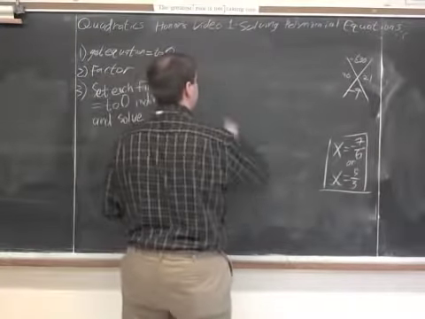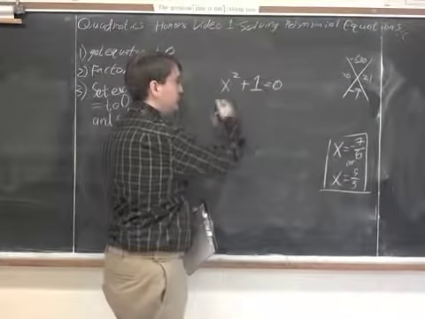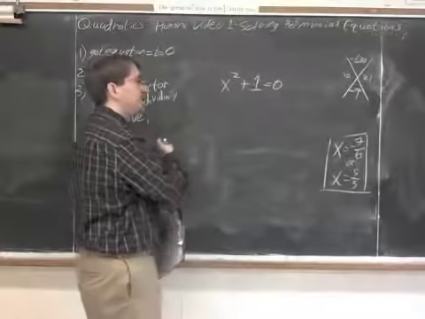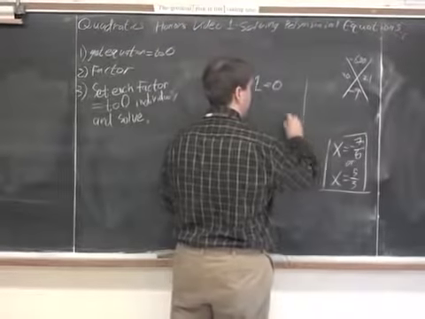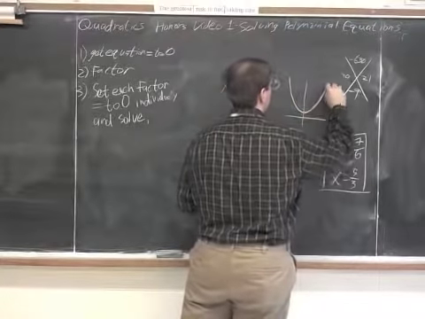x squared plus 1 equals 0. x squared plus 1 is a sum of squares. It doesn't factor. We can't factor it. And in fact, if you try to solve this by graphing, you'll find that the parabola shape doesn't even cross the x-axis.